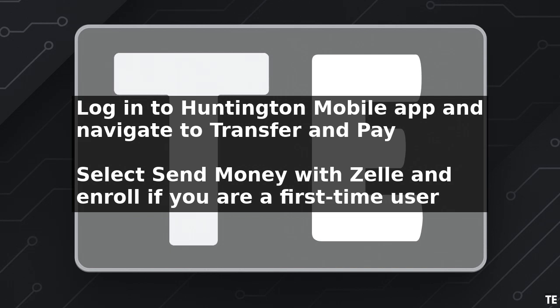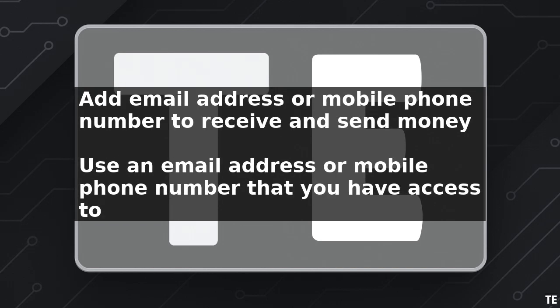To send money using Zelle, select Send Money and enter the recipient's email address or mobile phone number. Choose the account you want to use to send the funds and enter the amount you want to send. You can also add a memo to the transaction for your records. Review the transaction details and confirm to complete the transfer.